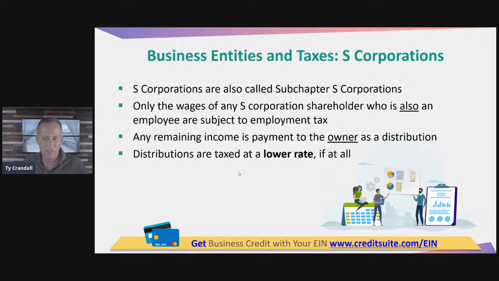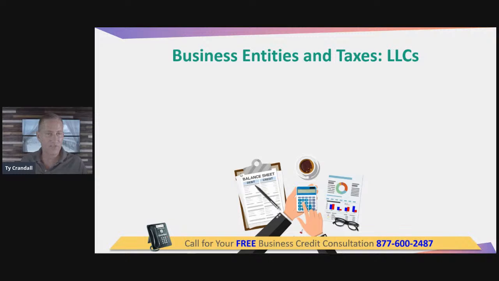Distributions are taxed at a lower tax rate, if at all. So again, when you're an S corporation, it just makes sense to start a business entity off as an S corporation and then eventually go up to a C corp.